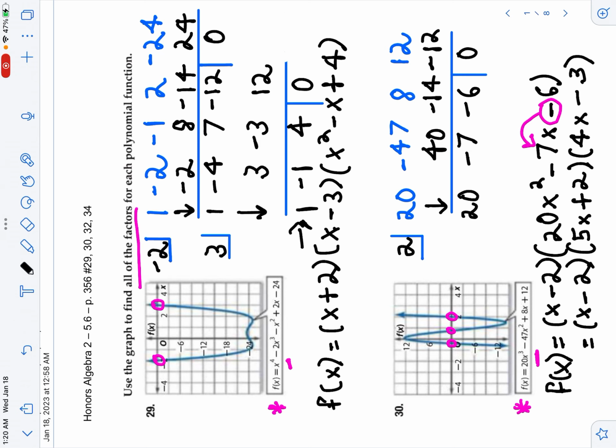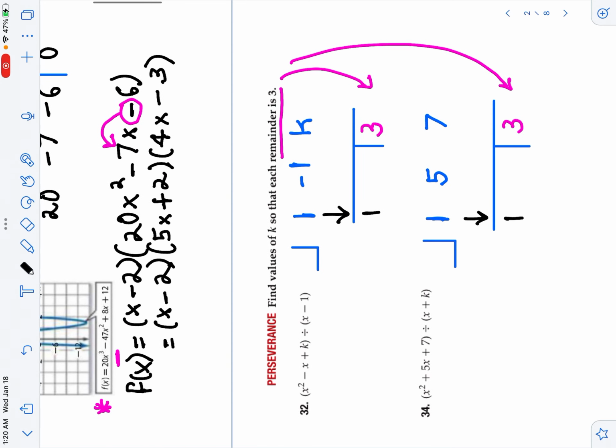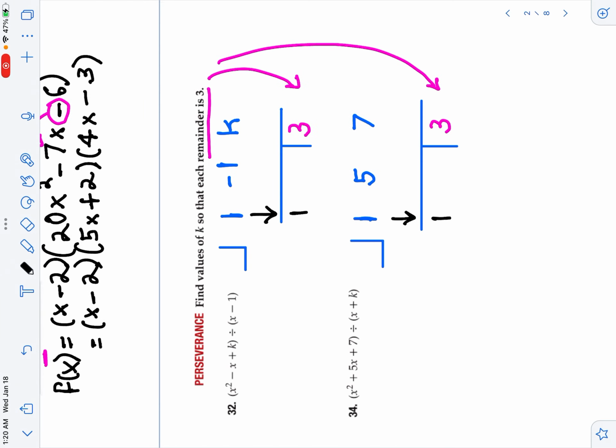You use the graphs to identify zeros for which you can do synthetic division to find the resulting polynomial 1 degree less. And then once you reach the quadratic level, you factor what you're left with if it's factorable. Moving down to 32 and 33. These two are also related. These are great SAT problems.